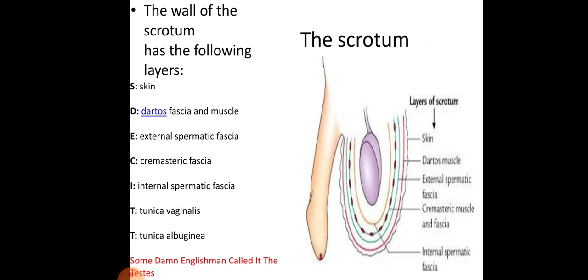Now the wall of the scrotum includes the following layers. Outermost is the skin, then inside that the dartos muscle and fascia. Then internal to it we have the external spermatic fascia, then cremastic fascia, then internal spermatic fascia, then tunica vaginalis, and the innermost is the tunica albuginea. So these are the layers of the wall of the scrotum.